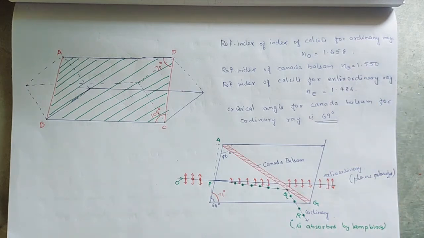Then what about the ordinary ray? The light comes from the denser medium to the rarer medium, and if the angle of incidence is greater than 69 degrees, it gets reflected. So total internal reflection occurs in the case of the ordinary ray. And since lamp black is applied to one side of the crystal, this ordinary ray is absorbed by the lamp black. But this nicol prism has certain limitations.